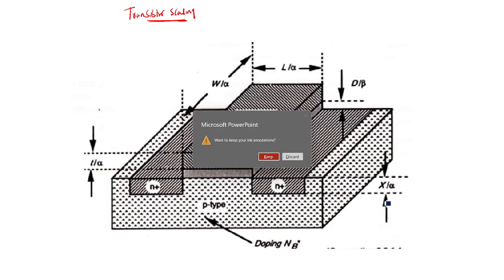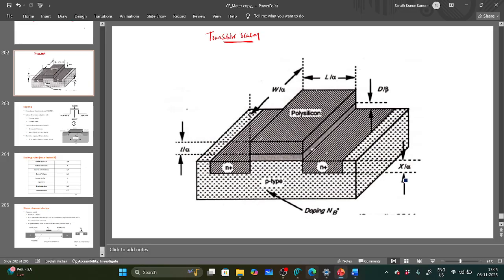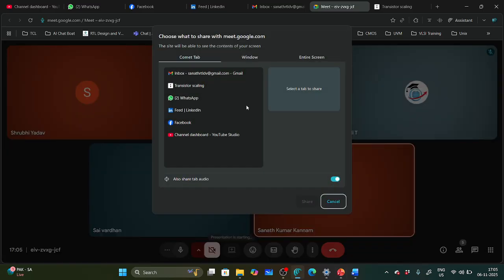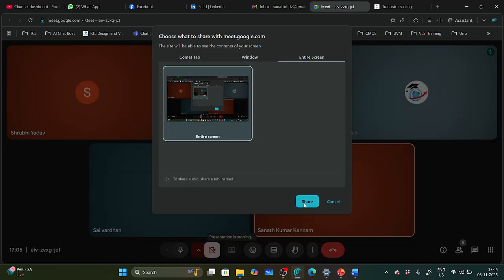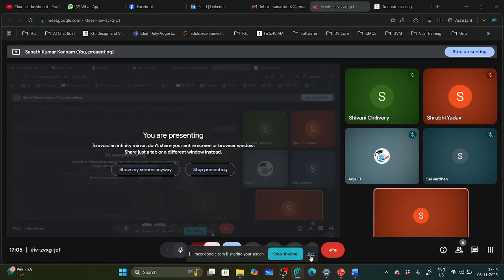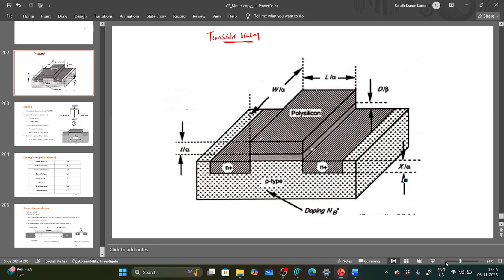I'm sharing my screen. Sorry, I'm sharing my screen. Yeah, I'm sharing my screen.